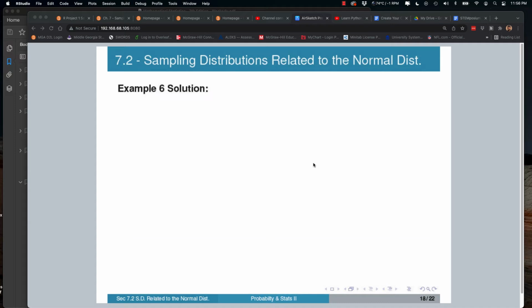This one actually cleans up rather nicely. We don't know the mean, and we do know a little bit about the sample size, I guess, but it doesn't really matter what the sample size is here, so to speak.